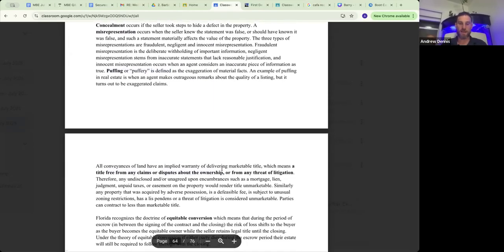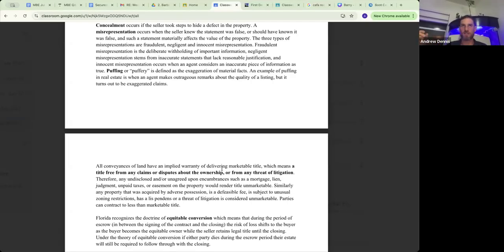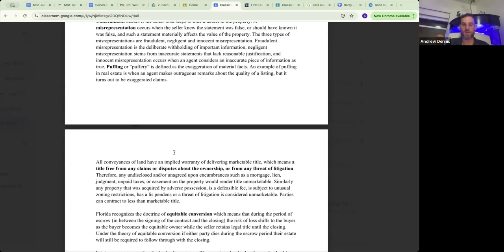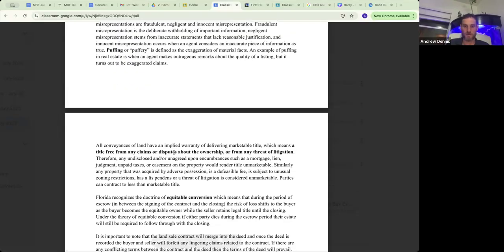We're not really down with Puff Daddy these days. All conveyances have a marketable title implied warranty, which means there's no encumbrances, mortgages, liens, threats of litigation, weird zoning ordinances. It wasn't acquired by adverse possession. It doesn't have any terminal fee conditions on it or defeasible fee conditions. Like anything that would make it strange would be a violation of the implied warranty of marketable title.